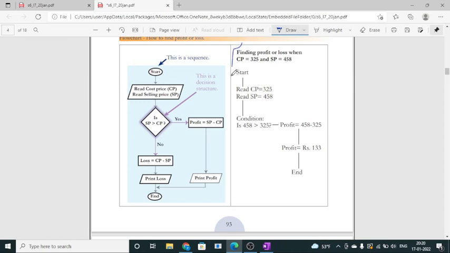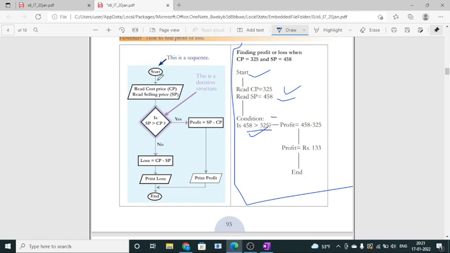First understand this. First we'll start. We have read the value CP. We have read the value SP. Now here we keep the condition. What is the condition here? If 458 is greater than 325, it is a profit, otherwise it can be considered a loss. So here, 458 is greater than 325. We have to check whether this condition is true or false.